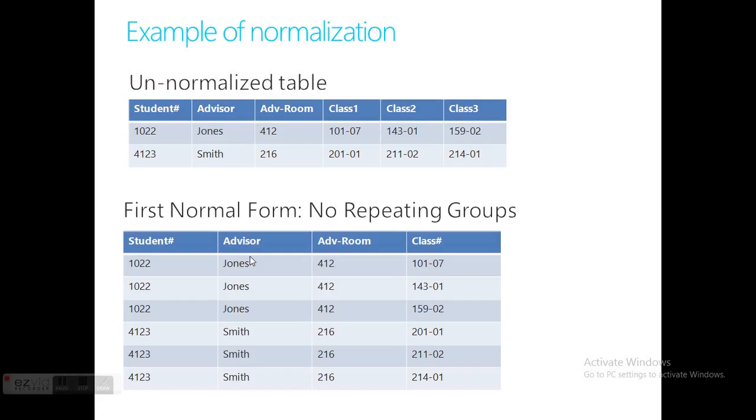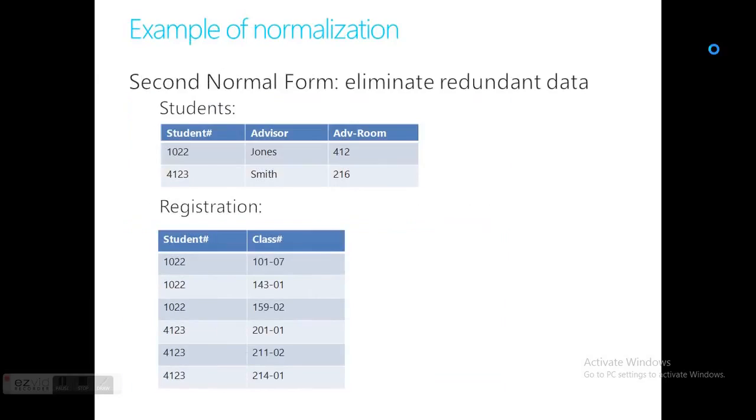Student 1022 has advisor Jonas, advisor room 412, and goes to classes 101, 14301 and 15902. And student 4123 has advisor Smith, advisor room 216, and goes to classes 20101, 21102 and 21401. Thus, we remove these repeating groups and form a new table using first normal form. Thus, we say that the table is in first normal form.